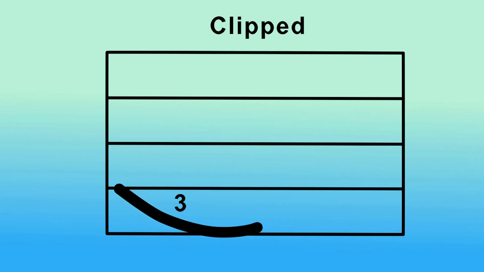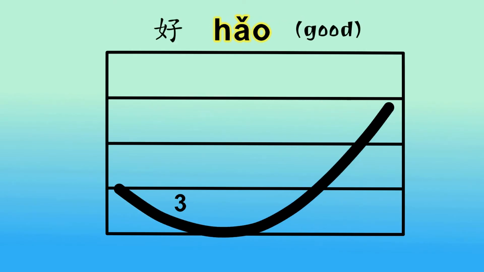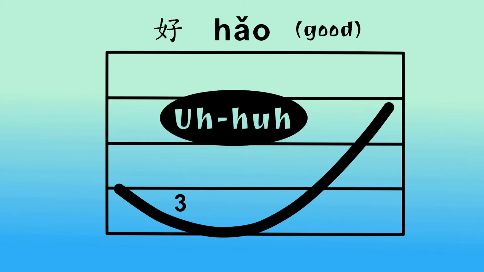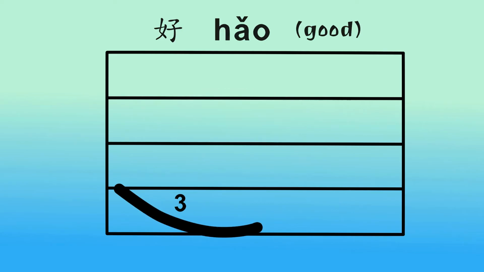It's used interchangeably with the full emphasized third tone, and most of the time you can use either one. For example, a Chinese speaker might emphasize the word 好 meaning good by using the full third tone, in which case it might mean something like that sounds good to me. 好. But if they just want to say uh-huh or okay, they might use the clipped third tone as in 好好. Again, listen to the difference.